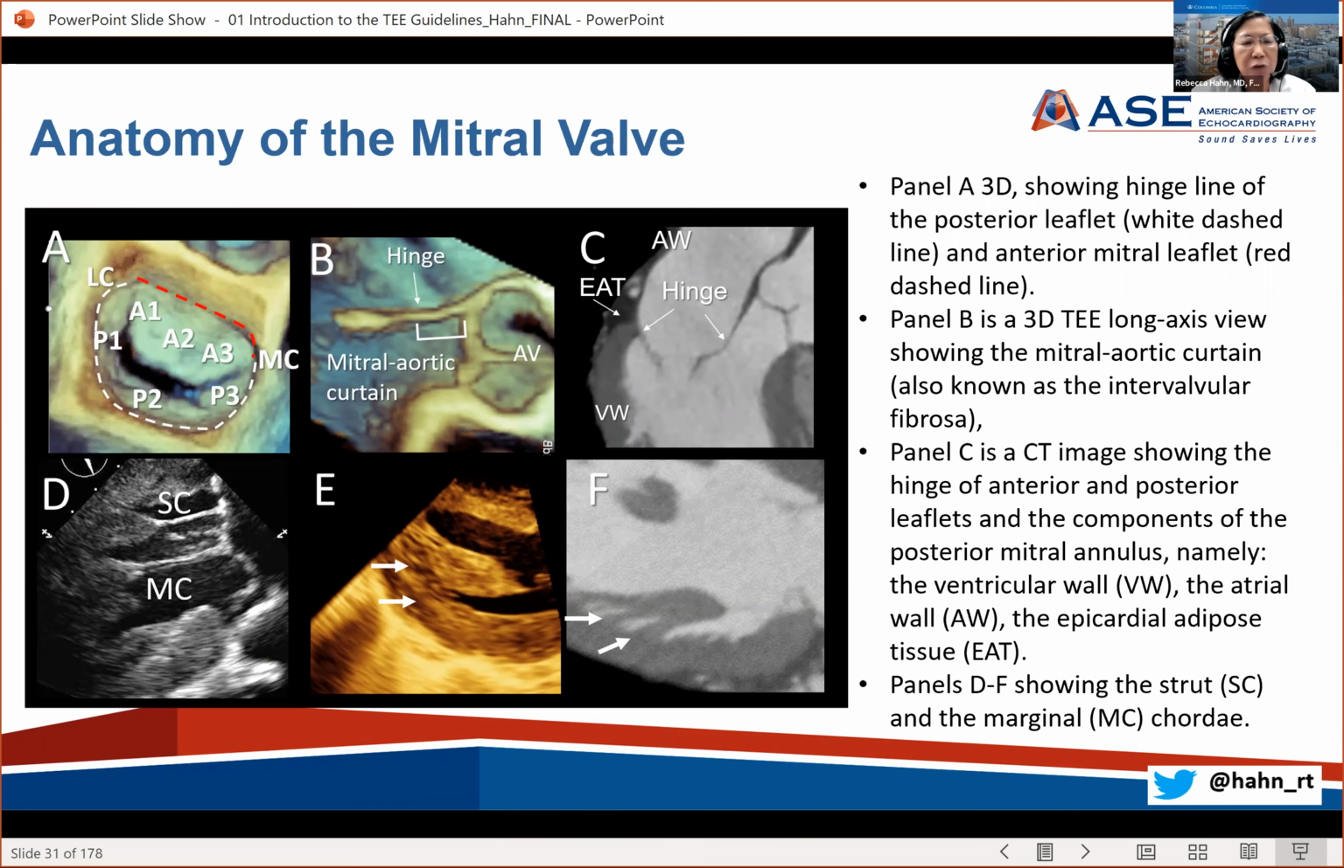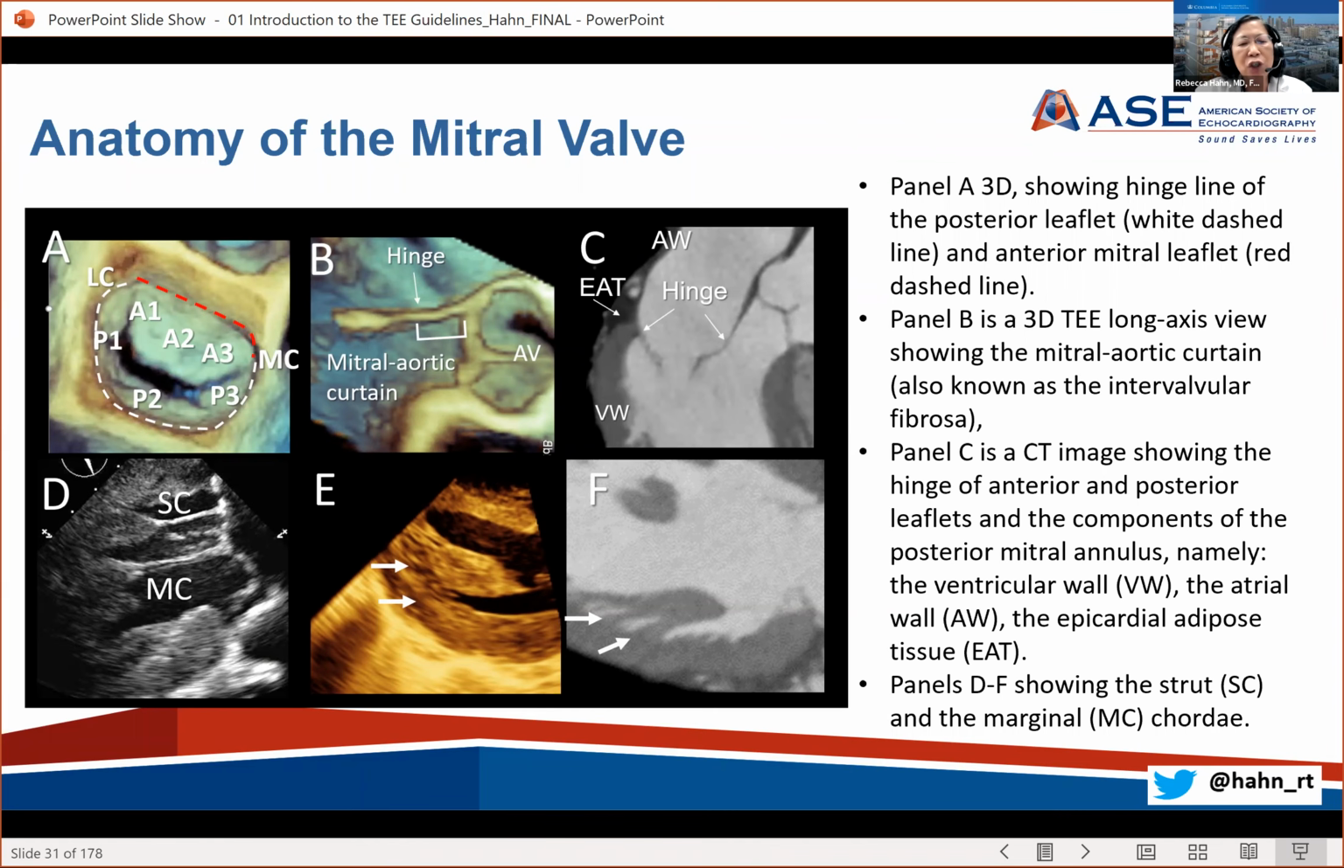Now, remember, for the mitral valve, the little red dotted line is at the hinge point of the leaflet. And the hinge point of the leaflet is not at the aortic annular level. The hinge point of the mitral valve is further down the leaflet, and the space between the hinge of the leaflet and the annular plane of the aortic valve is called the mitral aortic curtain. And so again, that hinge point is indicated both in B and C.